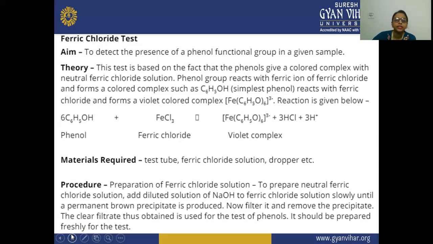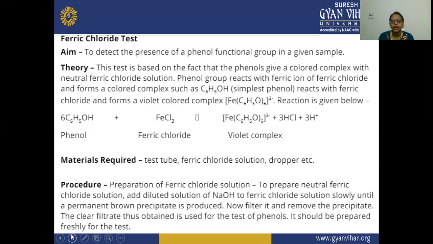You can see that this test is based on the fact that phenol gives a colored complex with neutral ferric chloride solution. So here we are making a ferric chloride solution, and after that we react it with phenol. When reacting with ferric chloride, it gives a violet complex. So the phenol group reacts with this ferric ion.